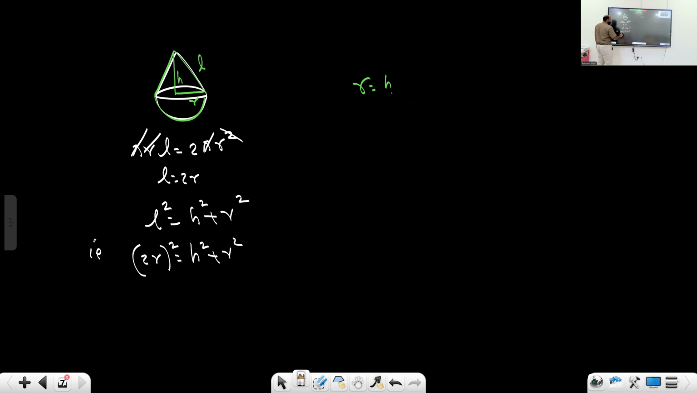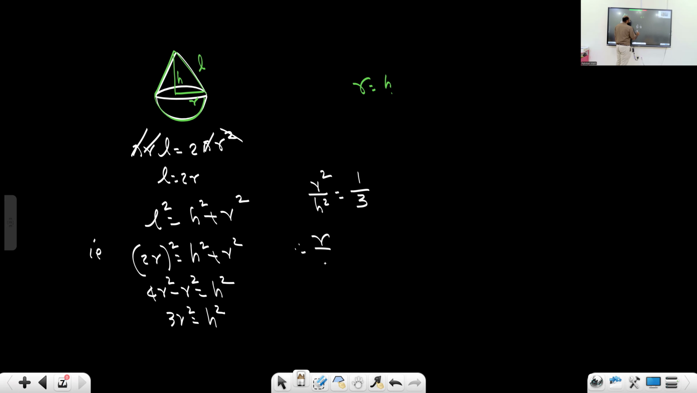Radius should be first. 4r square minus r square equals h square. Am I right? That r square is transposed. 3r square equals h square. So r square by h square equals 1 by 3. If anybody has doubts, let me know. H square I bring down, 3 moves down, 1 by 3. So what is r by h? R by h equals 1 by root 3. This is the answer.